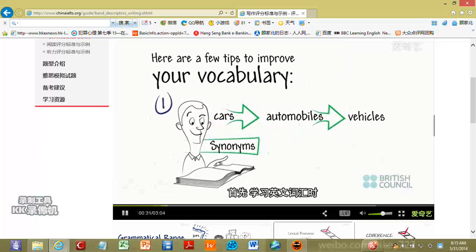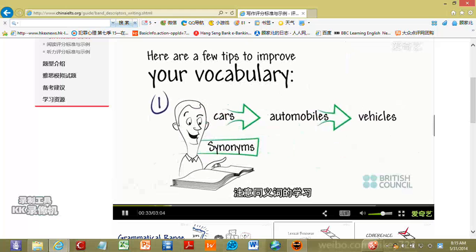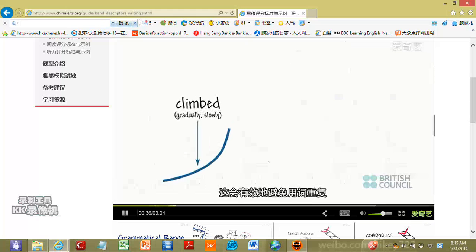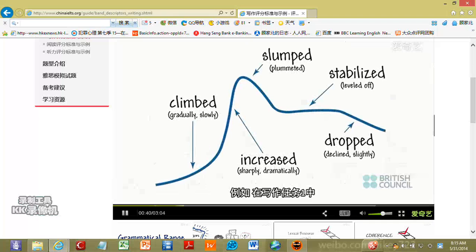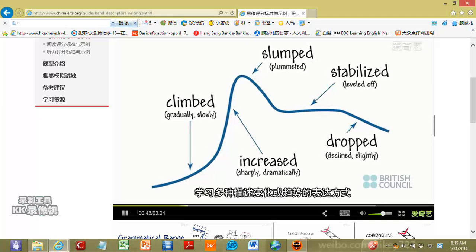Number 1. When you are learning English vocabulary, learn synonyms. This helps you to avoid repeating the same word. For example, learn different ways of describing changes or trends for Task 1 answers.